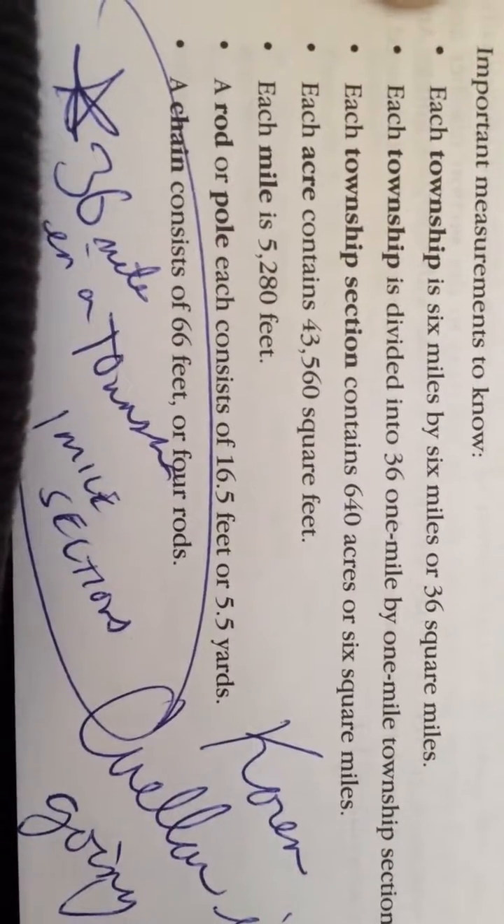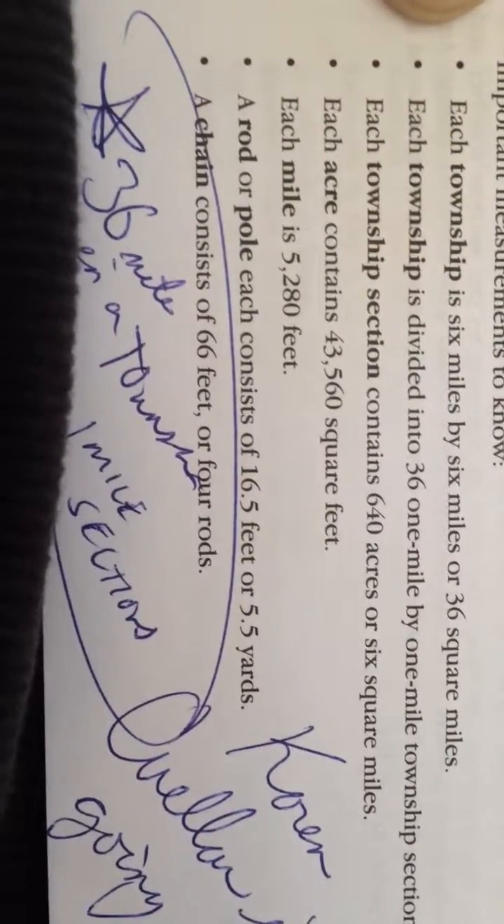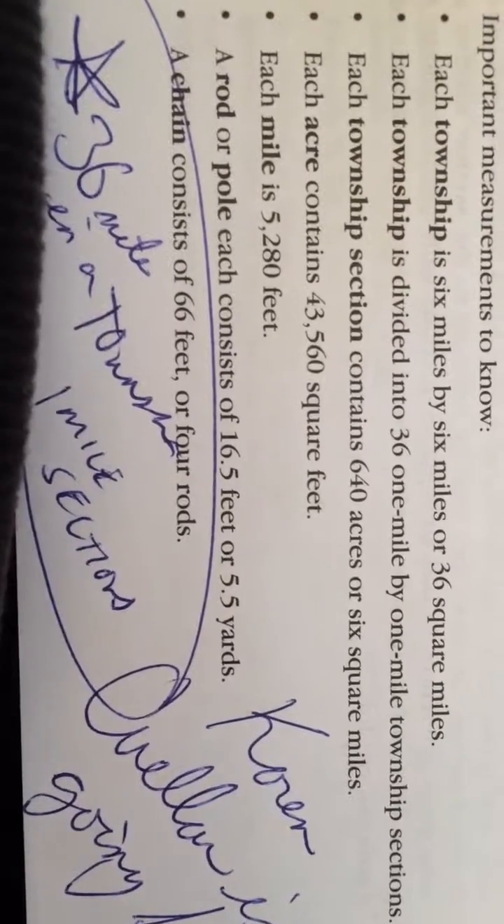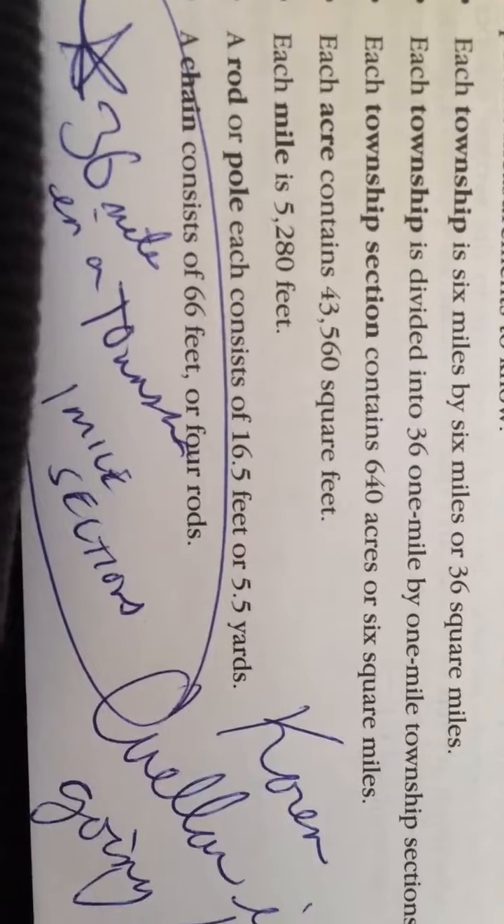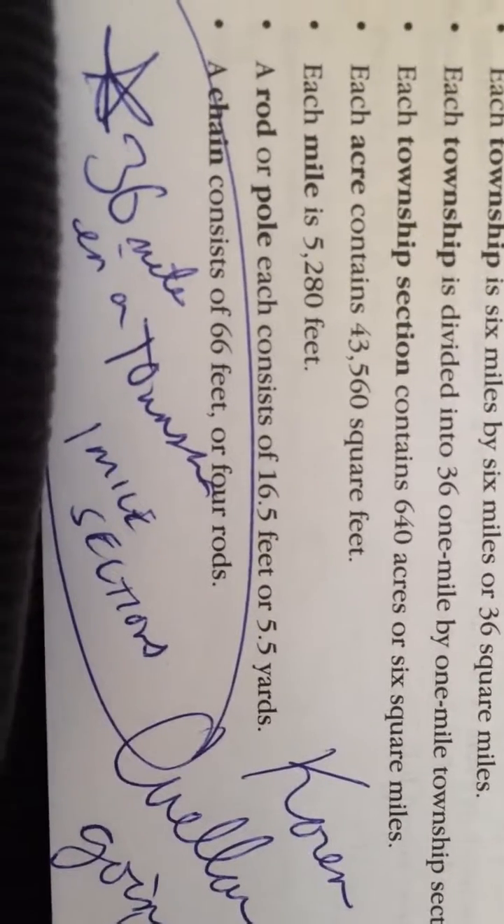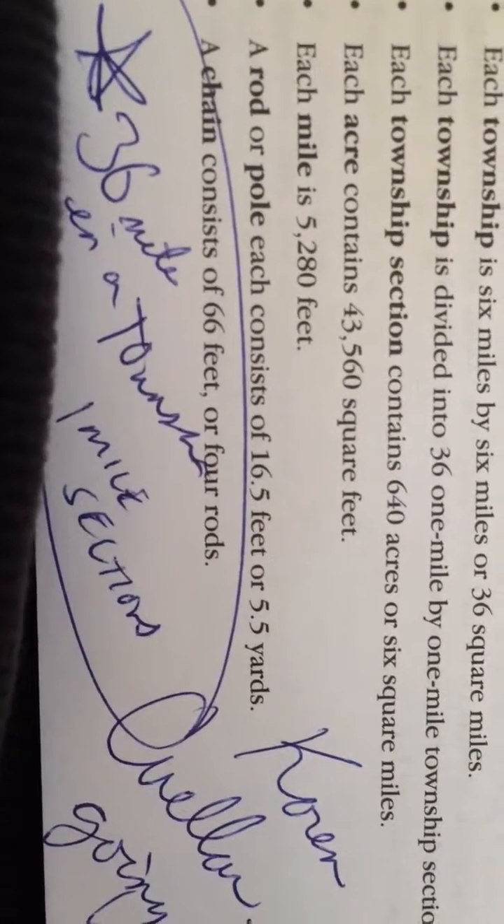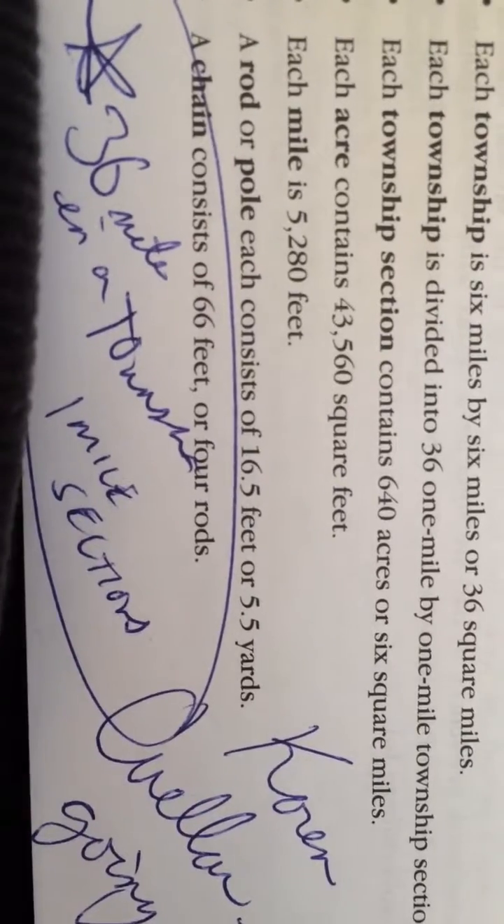Each mile is 5,280 feet. A rod or pole consists of 16.5 feet or 5.5 yards. A chain consists of 66 feet or 4 rods.